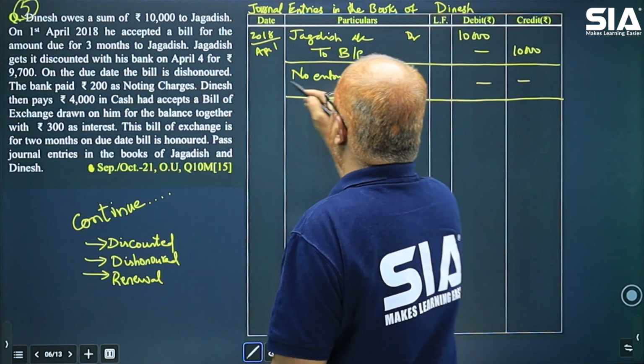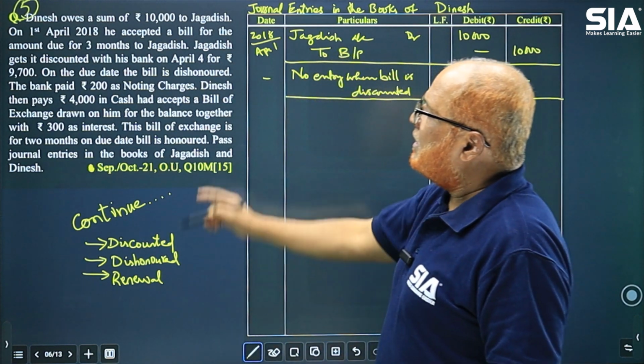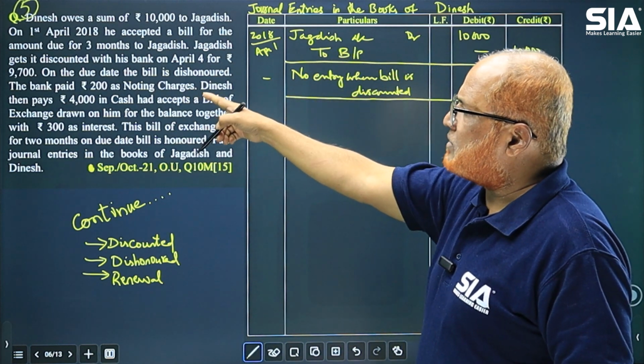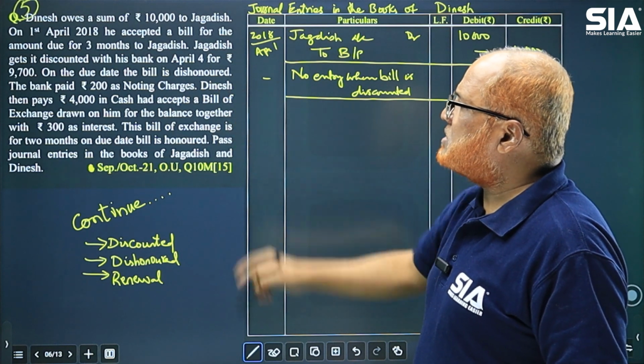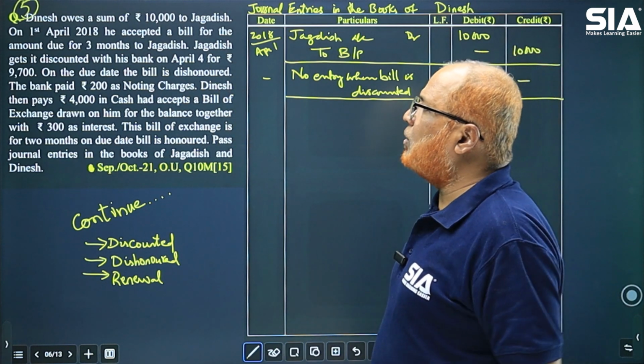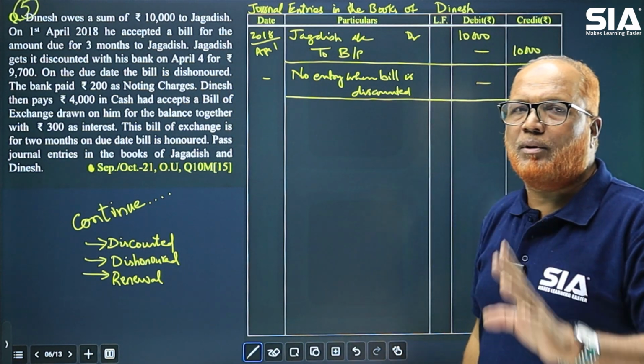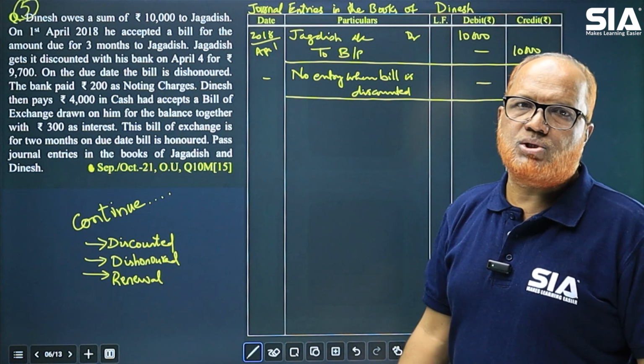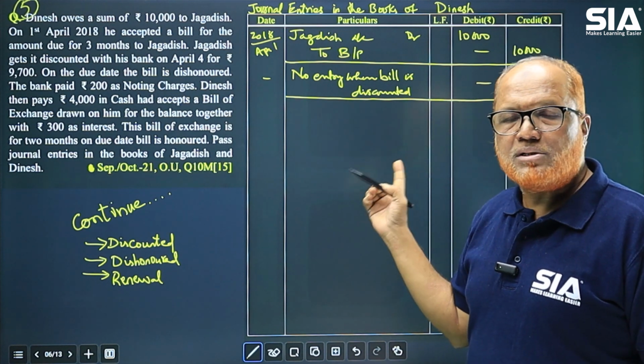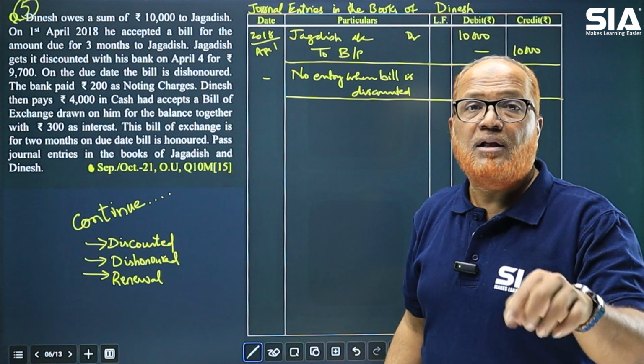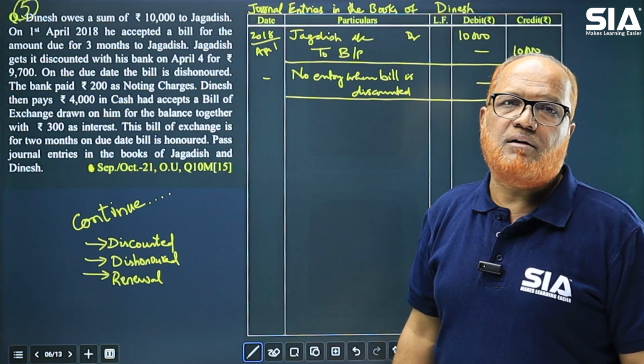No entry when the bill is discounted. Right? Now, with his bank for 9,000. On the due date, the bill is dishonored. The bank paid noting charges. One point you remember: noting charges is a loss to the drawee because he has dishonored. That's why this noting charges has been done.